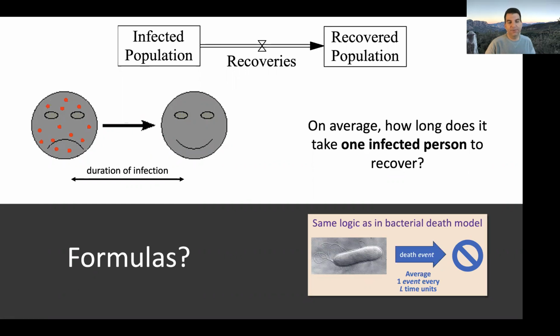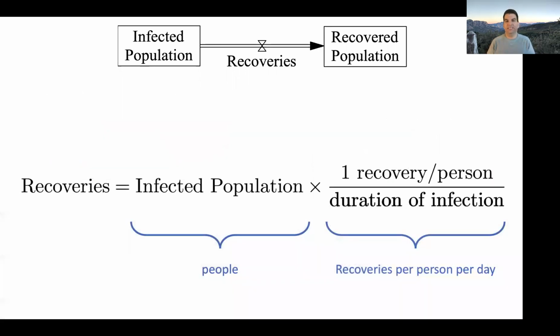So what would the formula look like inside recoveries here? Well, again, borrowing from our insights in the bacterial model, it's just the number of individuals in this infected population over here. That's the number of people here. And we're going to multiply that by, basically, recoveries per person per day. So you can think of this as, how long does each person take to recover? And so we know that each person takes 13 days. So for every person, we get one recovery per 14 days. So you can think of this as one recovery per person per 14 days. That would be how we'd model it for COVID-19.